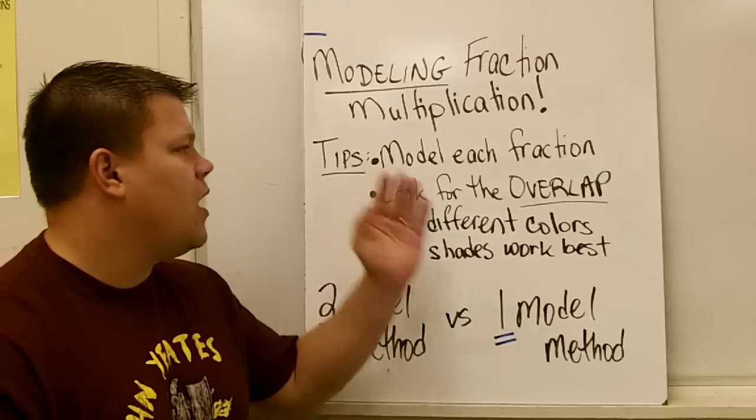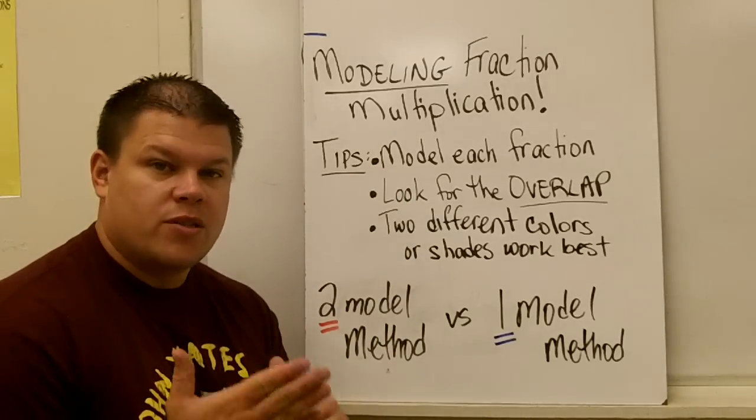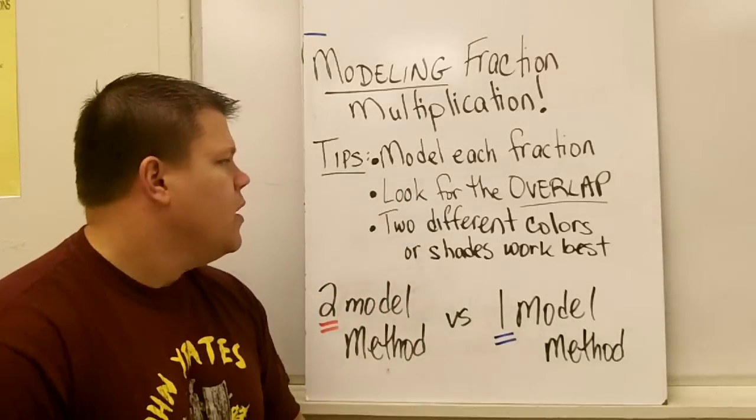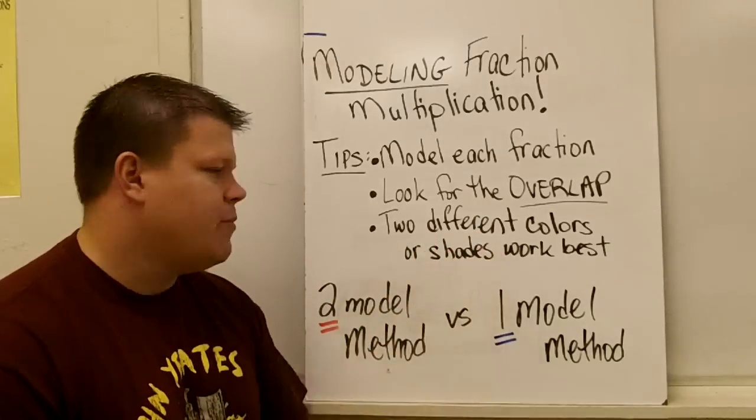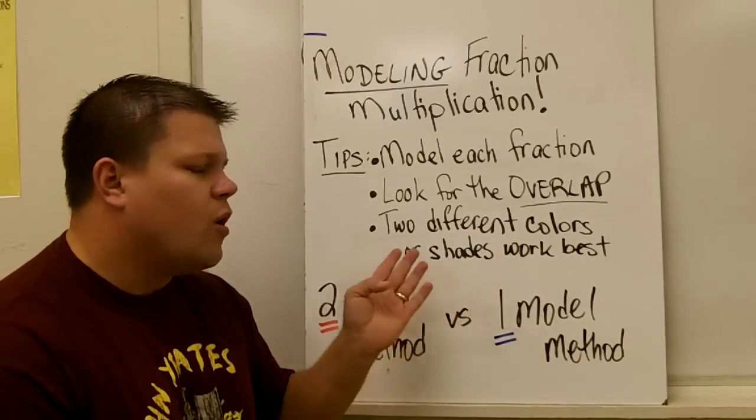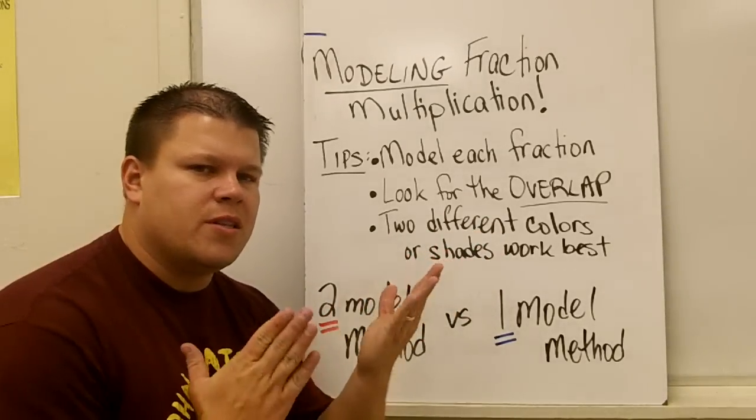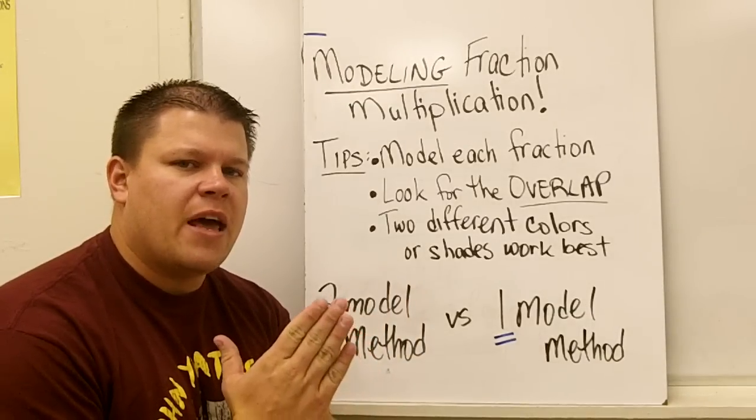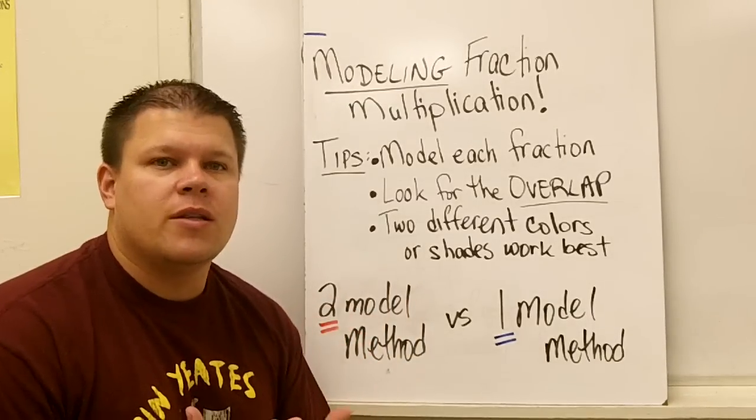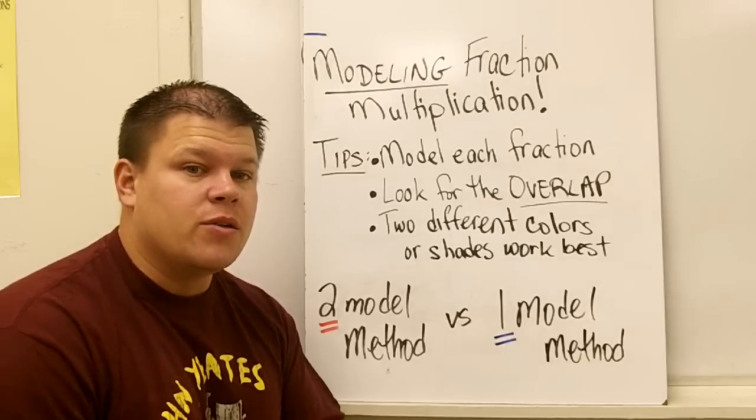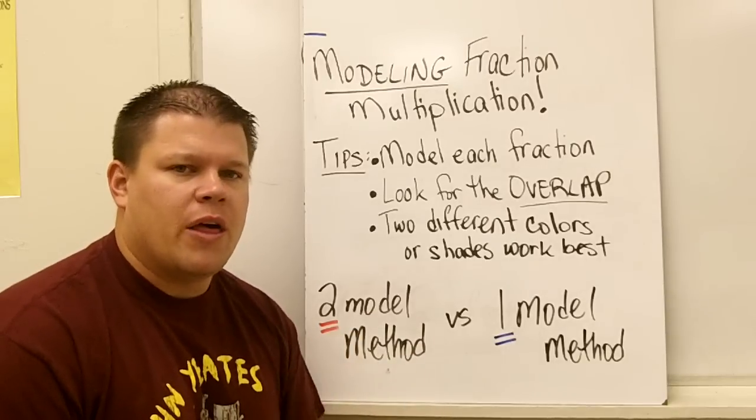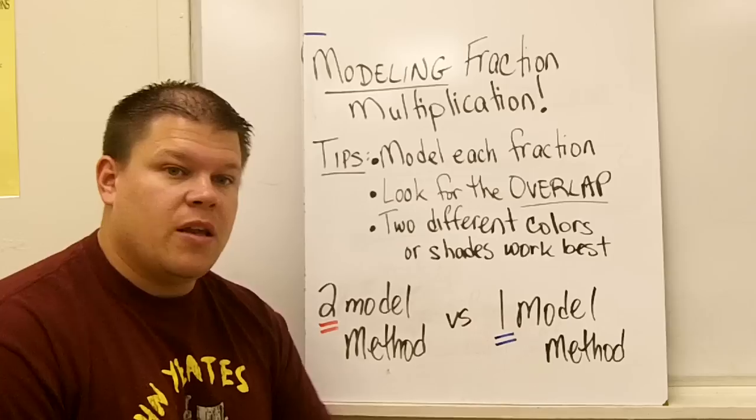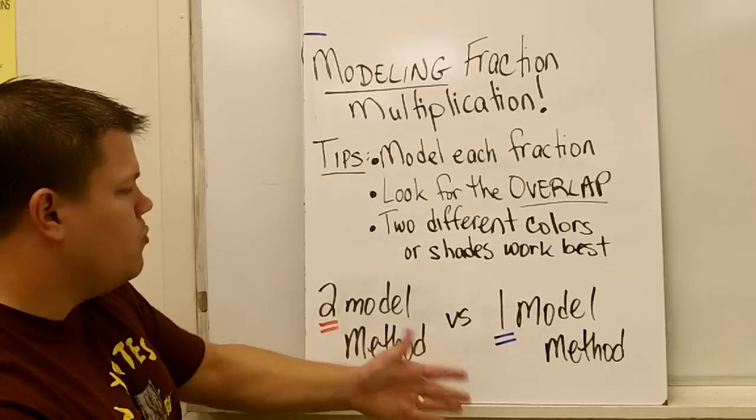A couple tips. You're modeling each fraction, whether it's on the two model or the one model. You are going to look for the overlap, as I said before. And you're going to use, hopefully, either two different colors or two different designs or two different types of shading to find that overlap. If you use the same color, it's kind of hard to figure that out. So keep that in mind. I'll model that fairly often in the video and in class. Again, two model versus one model.